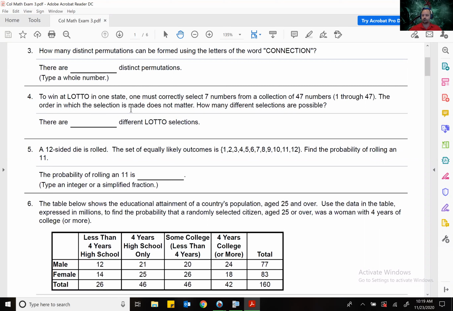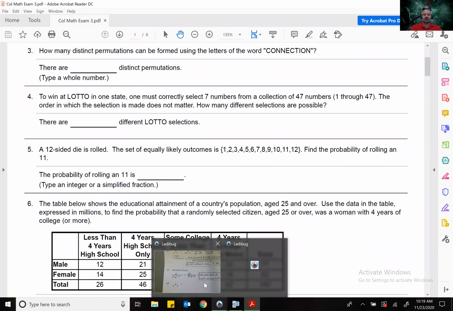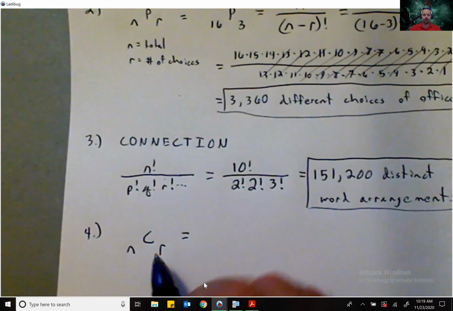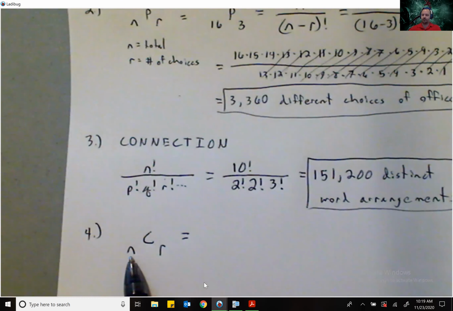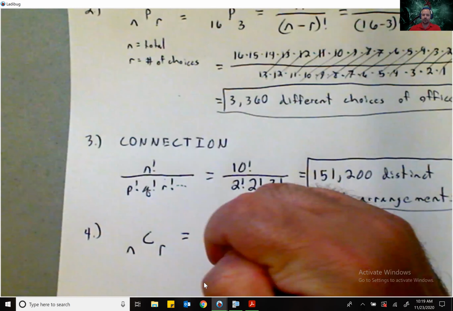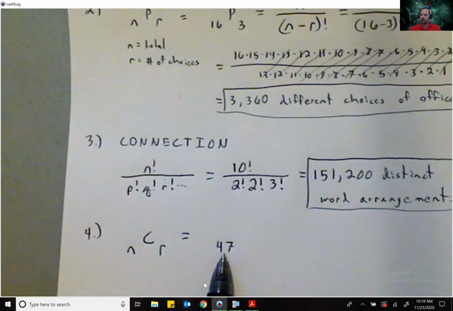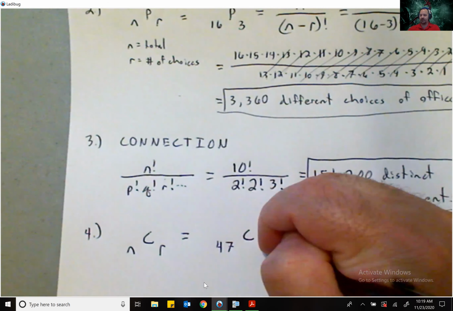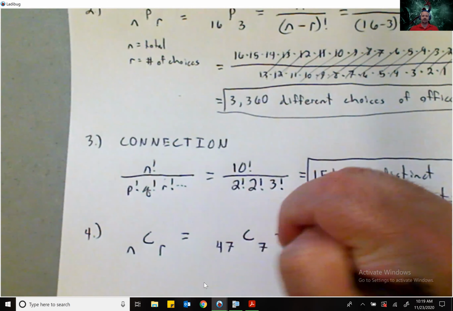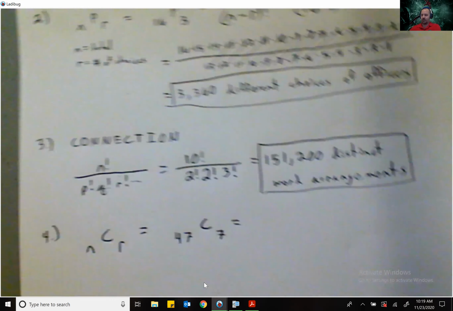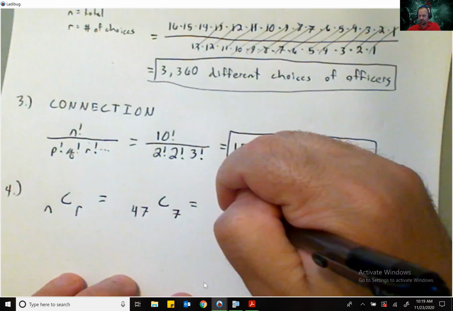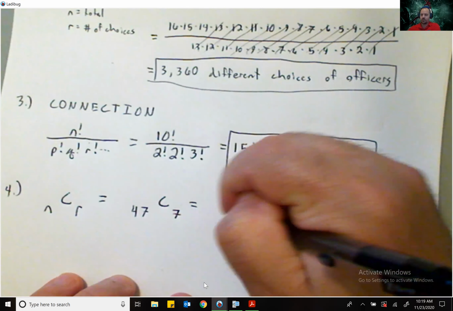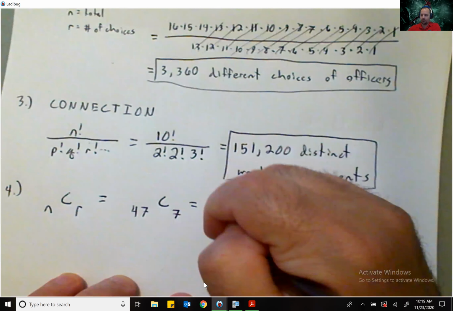Okay. So if we fill in this nCr, the total number is, well, how many numbers are we picking from? And that's 47. We're using numbers 1 through 47. How many do I get to pick or choose? I'm only going to pick 7 of them. So that's 47C7. Again, it has a formula, and I'm going to show you what the formula is, but I'm not going to work it out like what I did before.